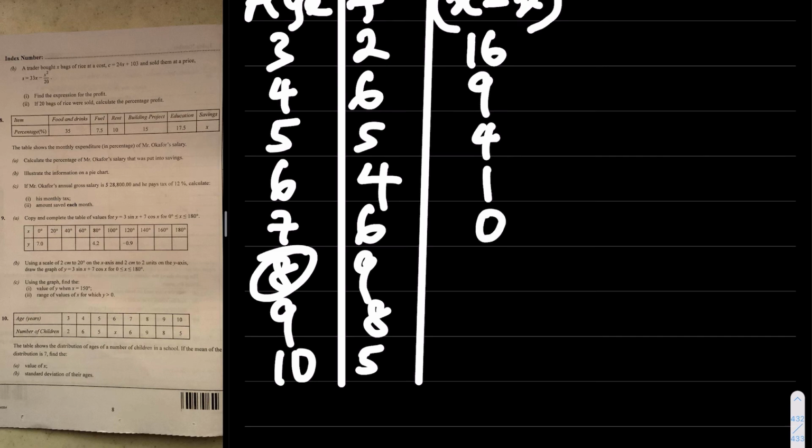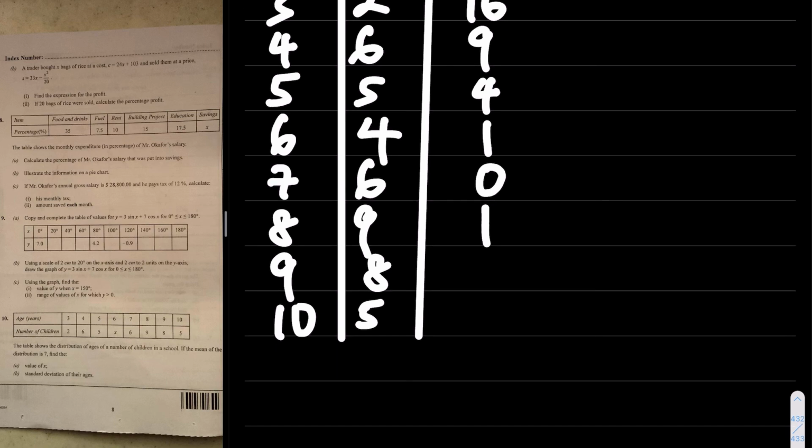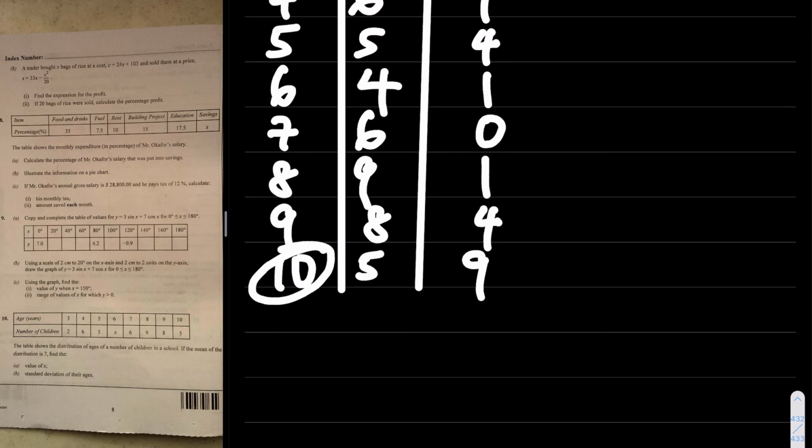Let me write this well. The square of 1 is 1. x minus mean is 9 minus 7, which is 2. The square of 2 is 4. And x minus mean here means 10 minus 7, which is 3. The square of 3 is 9.